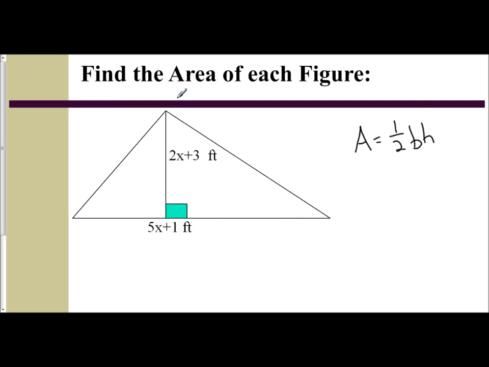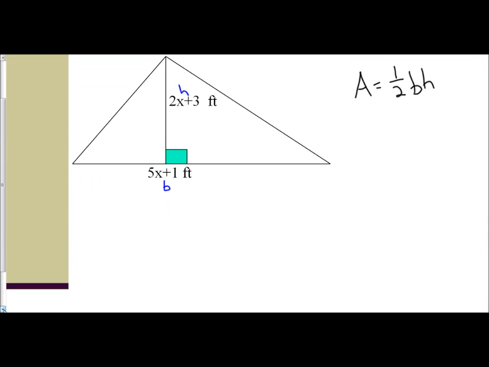So if I take a look at my expression, 5x plus 1 is my base, 2x plus 3 is my height. And so now I'm going to plug in my base and my height. So my area is 1/2 my base, which is 5x plus 1, times my height, which is 2x plus 3. And so now I need to create the polynomial of this.